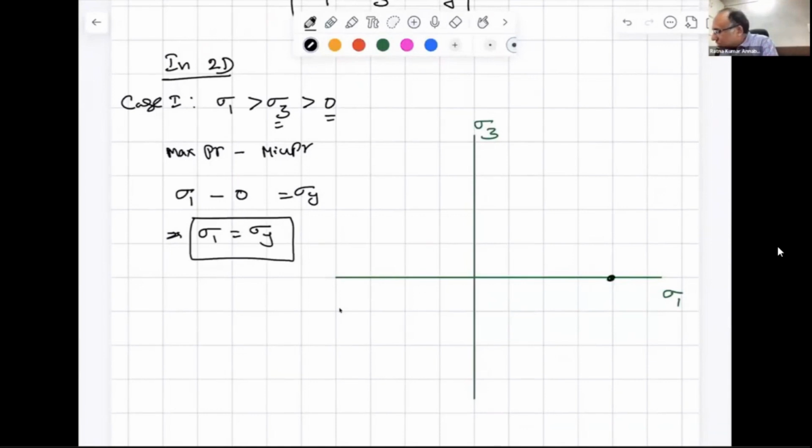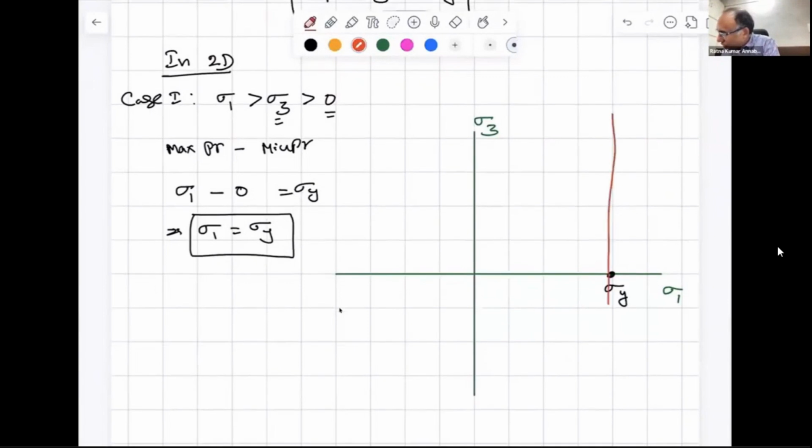Let us say that is my sigma y. Right? So I can draw, that is my failure line. This goes to infinity. Right? Now, let us look at case 2.